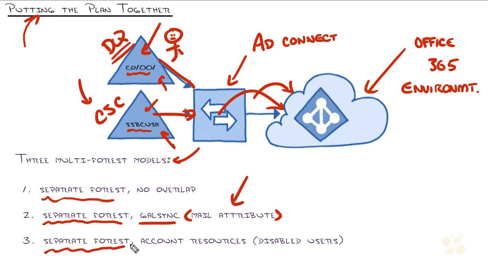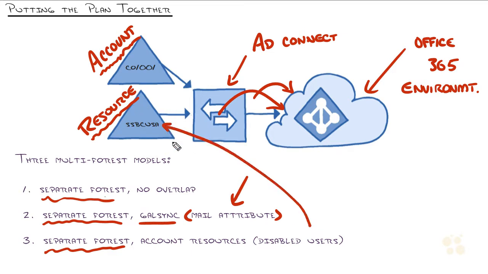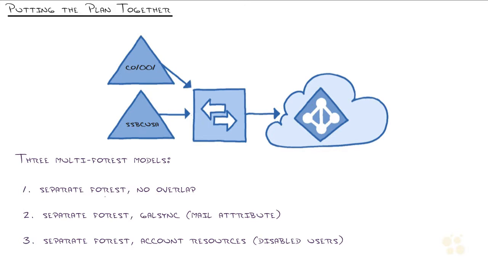This is the model that we're going to use, separate forests with account resources. We've clearly said that CO1001 is going to be our account domain. That's going to be where our user accounts live. SSBC USA will live on for however long it needs to as our resource domain. It really just hangs out to host Exchange by the time it's said and done. That means we're going to disable the users in this domain and link their mailboxes to the users in this domain. Now, I want to make sure everybody catches that because that was a totally new concept for me when I first put this together.